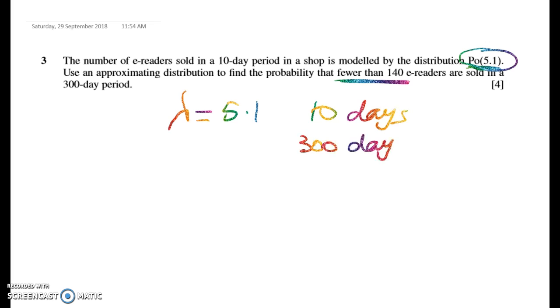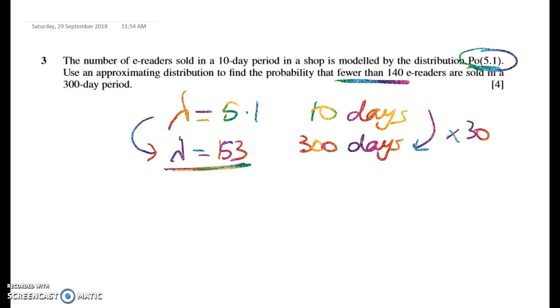So the first thing we need to do is to figure out what lambda is for a 300-day period. We've got lambda equal to 5.1 for 10 days. So for 300 days, what did we do here? Well, we times that by 30, and we get lambda is equal to 153. So now we're checking which approximation we can use. We've got lambda is greater than 15, so we can use a normal approximation.